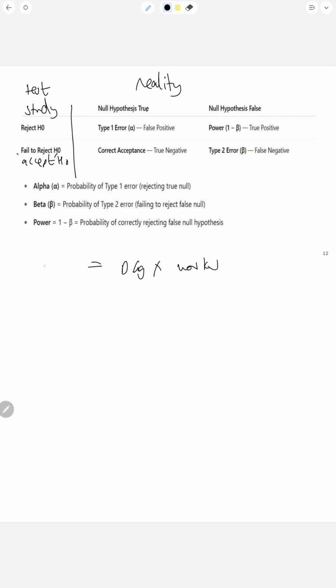Okay, so this is what our study is, our alternative hypothesis. The null hypothesis is just the opposite of this, meaning drug X does not work. If the null hypothesis is true, meaning drug X does not work, but then we reject it and conclude that drug X actually works, when in reality it does not work, we've made a type 1 error. The reality is it does not work, but we reject the null and say it does work. That's called a type 1 error.